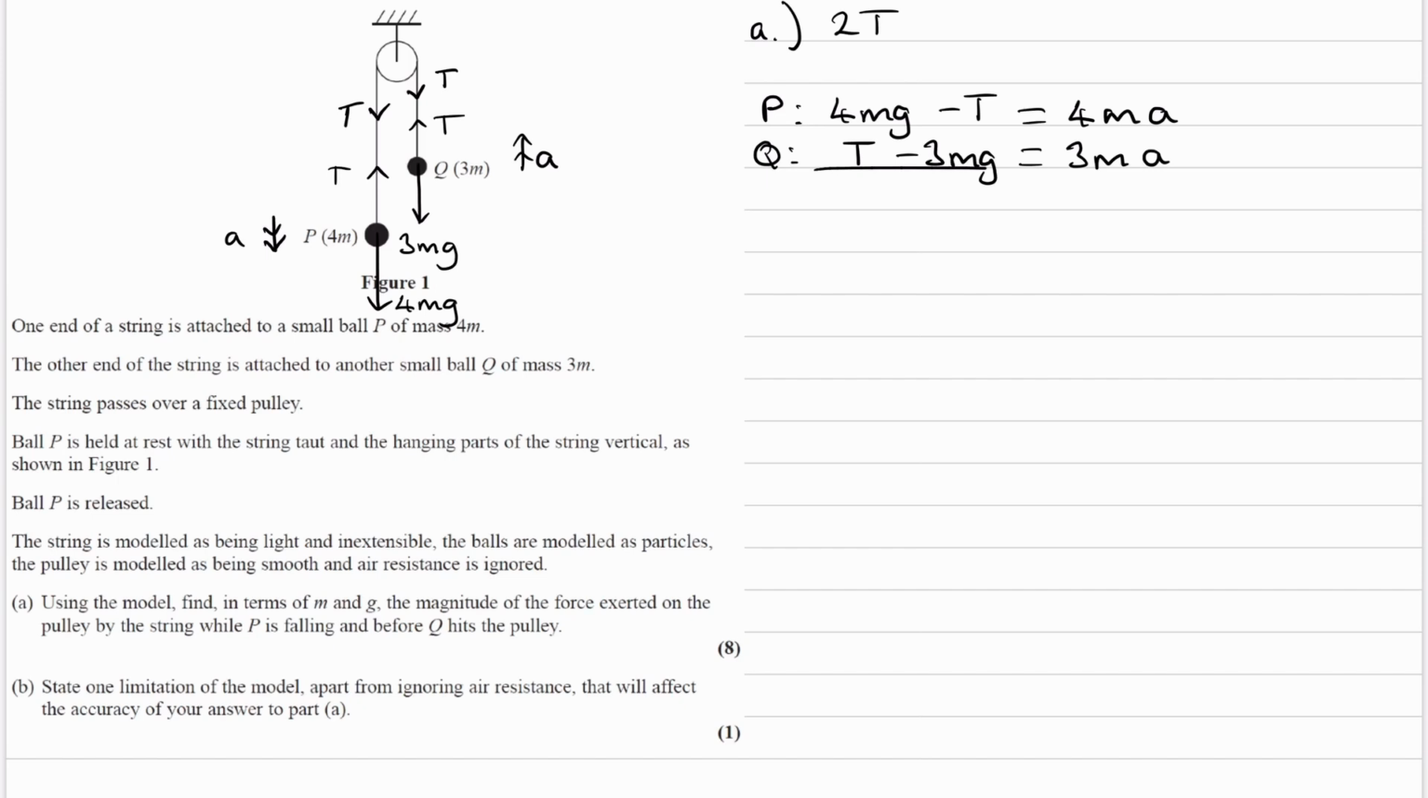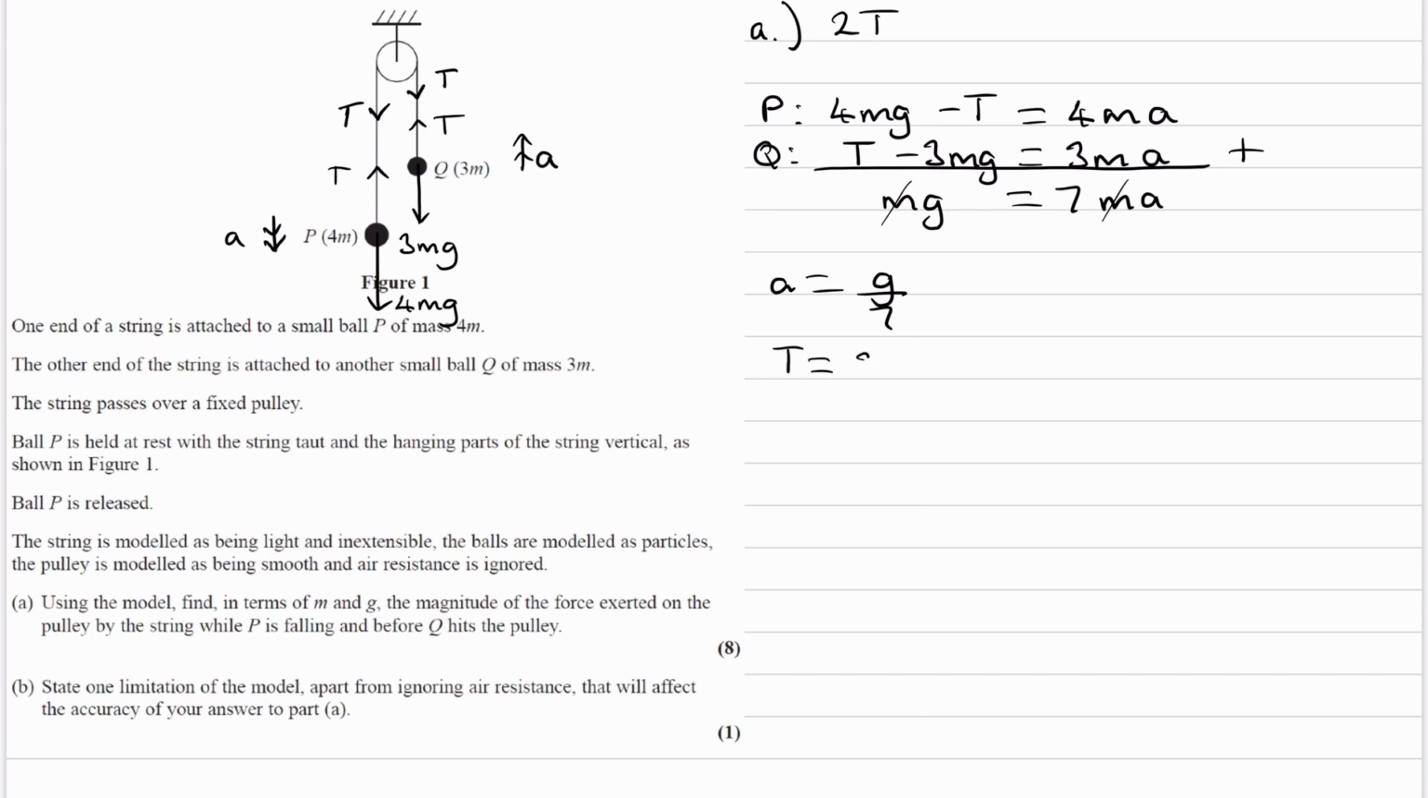And then add the two equations. The Ts cancel. The 4mg minus the 3mg would become 1mg. The right-hand side becomes 7ma. The a's cancel. And then a is then g over 7. So then we can put that into one of these two equations to work out what T is. So I'll put it into the second one.